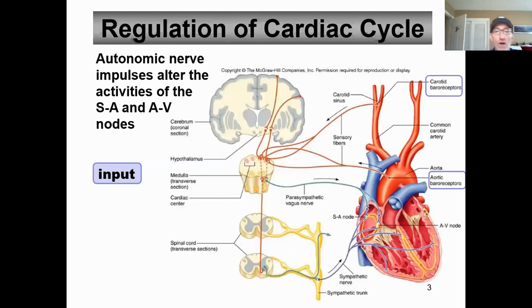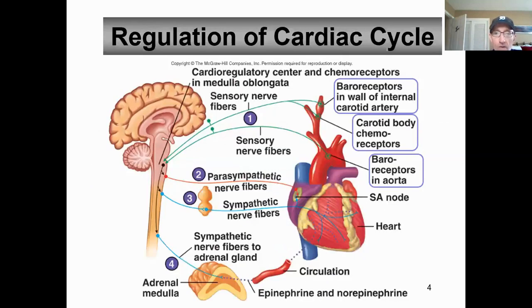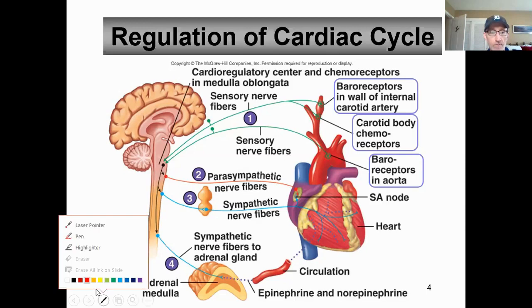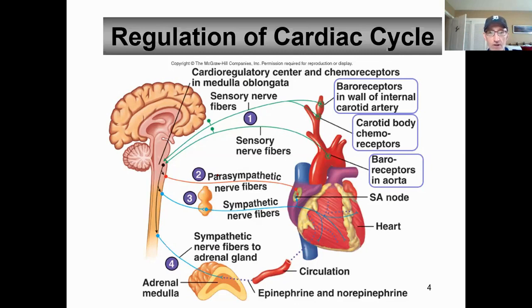All right, so let me just go to the next screen. So the SA node establishes a rhythm. It has its own rhythm, but sometimes we might want to speed it up. Sometimes we might want to slow it back down. So right in the middle of the screen, we've got sympathetic. That's going to speed it up, and parasympathetic, that's going to slow it down.